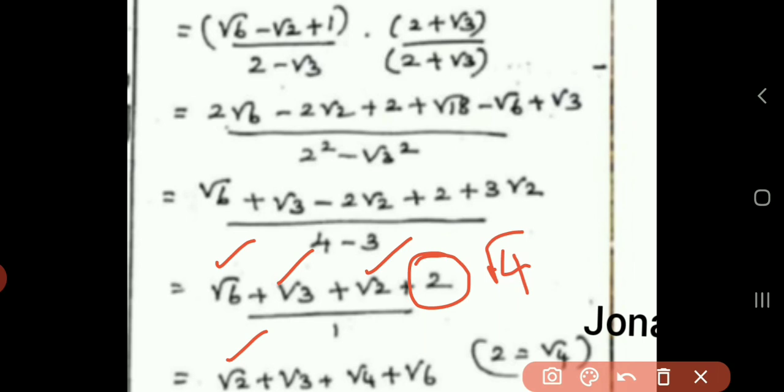So the remaining terms we have are this root 6 and root 3 and root 2. This 2 can be written as root 4, isn't it? So I want to write this in terms of square roots. It will become root 2 plus root 3 plus root 4 plus root 6. This is the required answer that we want here.